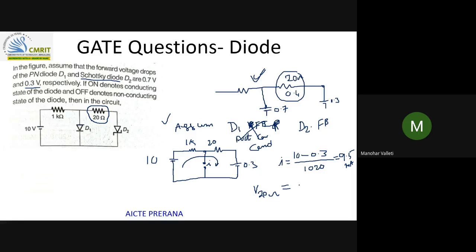P20 ohm, 9.5 kV multiplied by 2, right? 0.19. Yeah, 0.19 means here that is 0.19 and this is 0.3. If you see total voltage, 0.19 plus 0.3, you will get the voltage across here.